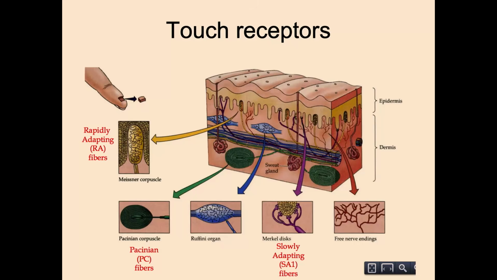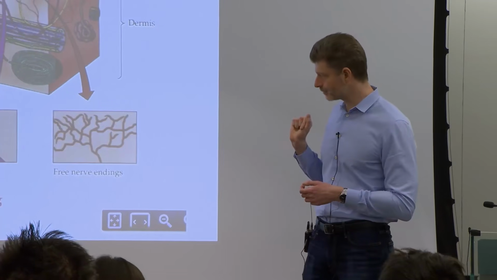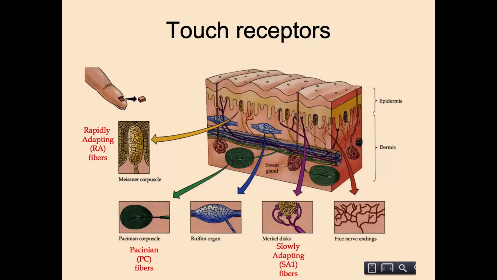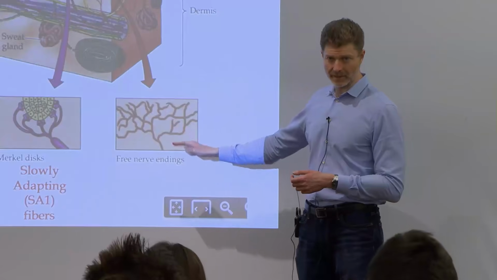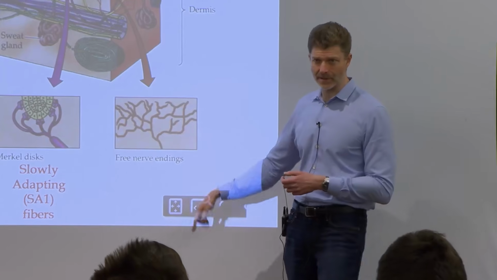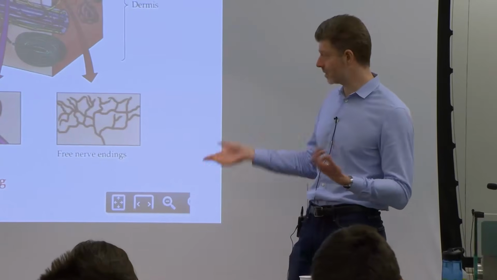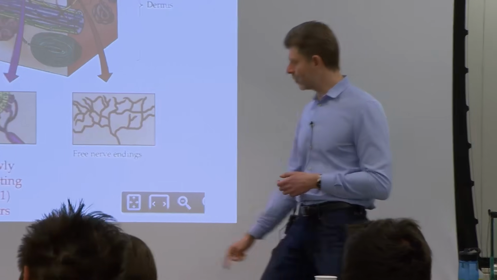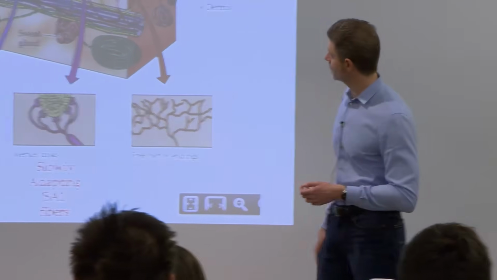And so the Meissner corpuscle is often referred to as the RA receptors, or RA fibers. That stands for rapidly adapting. Okay. Pacinian corpuscles are usually just called PCs. And then the Merkel discs are usually called the SA1 receptors because they slowly adapt. Okay. So sometimes they're referred to in functional terms, other times with the name of somebody who discovered them.